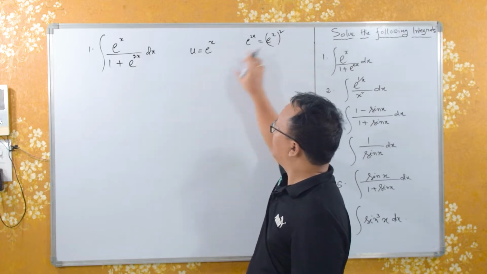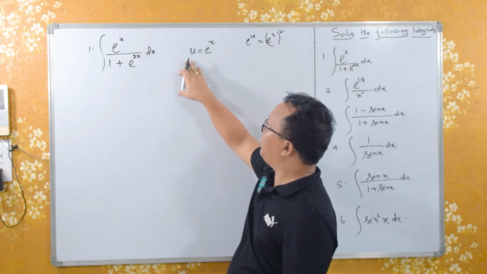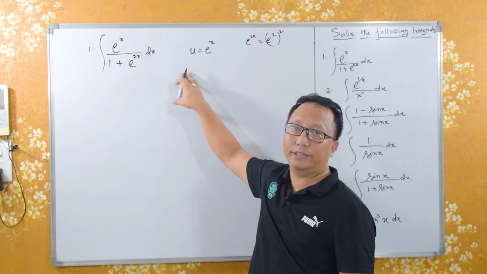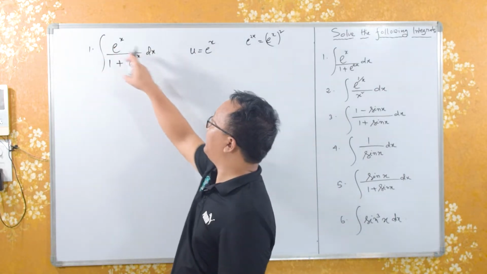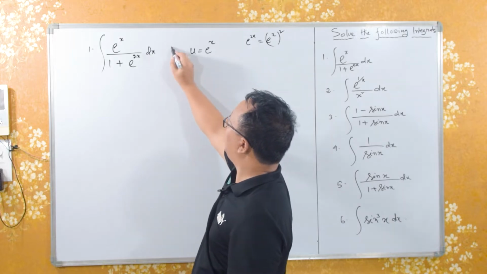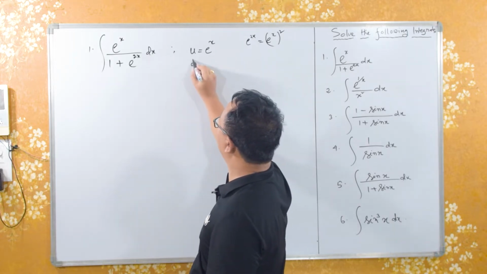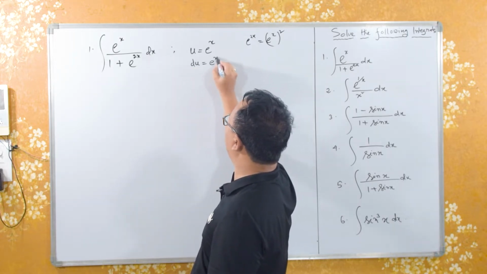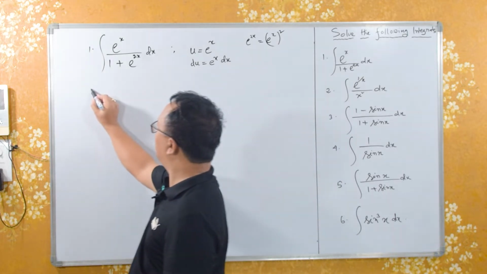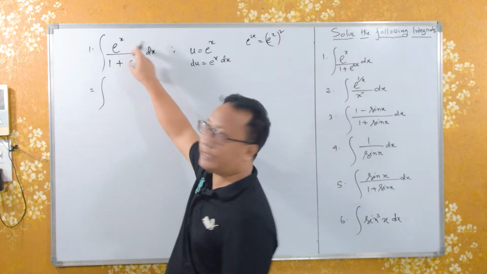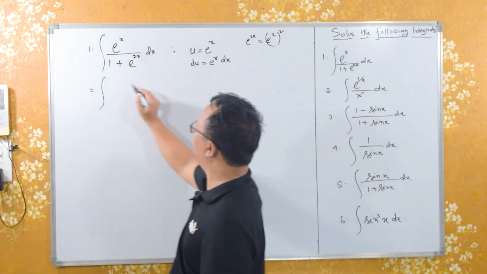Now if I put u equals e raised to x, then du will be e raised to x dx. Therefore, this integral: e raised to x dx becomes du.